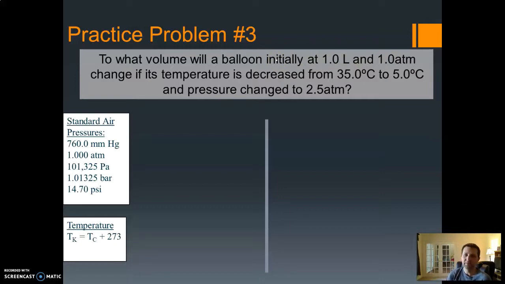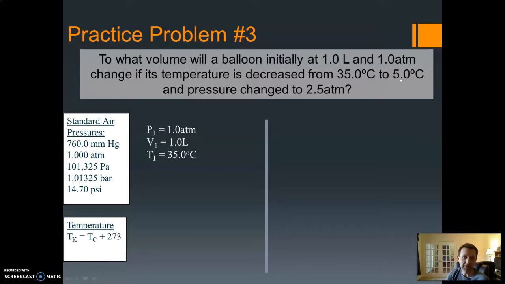It's easy from there. So we have initially, right here, so keyword, again, that reading comprehension, initially 1 liter, 1 atmosphere. And the temperature goes from 35 to 5. So our initial temperature, 35 Celsius. So let's write all this out. So initial pressure, 1 atm, initial volume, 1 liter. That's 1.0. That's important. 1.0 has 2 sig figs in it, so keep that in mind. And then 35.0 Celsius.